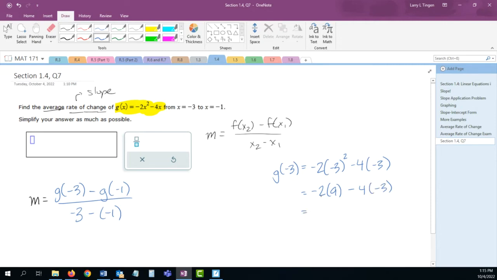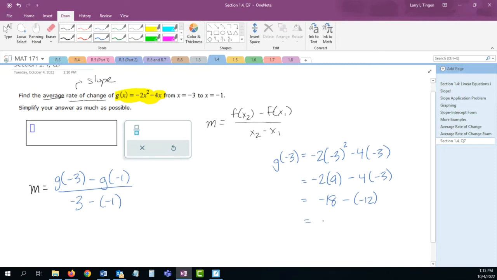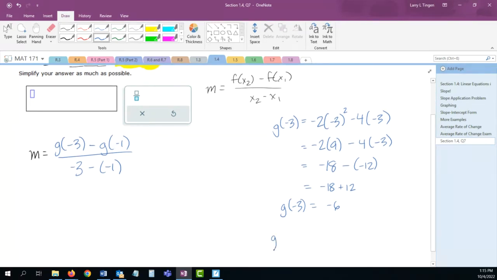So powers are done. Now it's multiplication, division from left to right. -2 times 9 is -18. Minus 4 times -3 is -12. If you want to call this -4 times -3 is +12, that's fine. But this is what's really going on there. Minus -12 becomes +12. -18 plus 12 is -6. So g at -3 equals -6.